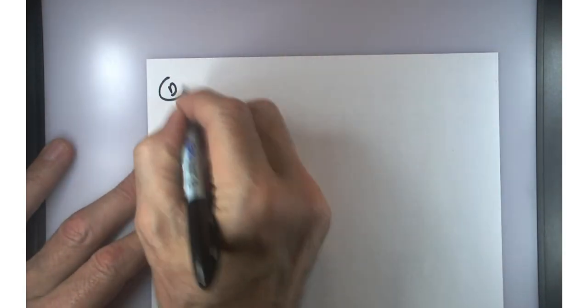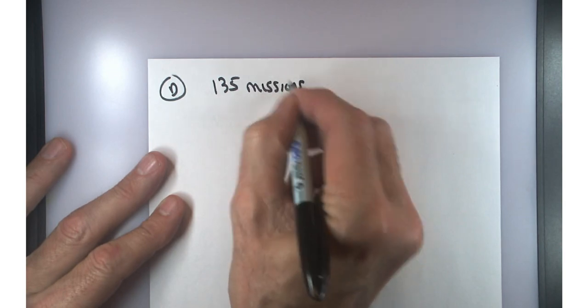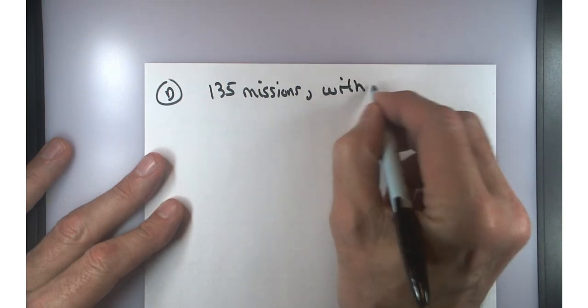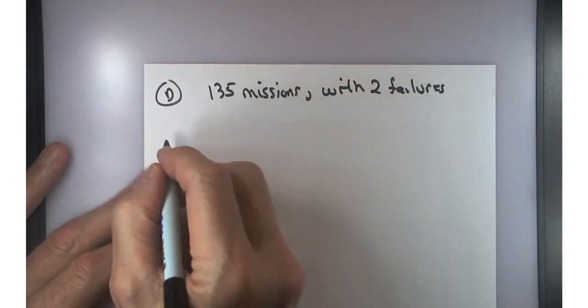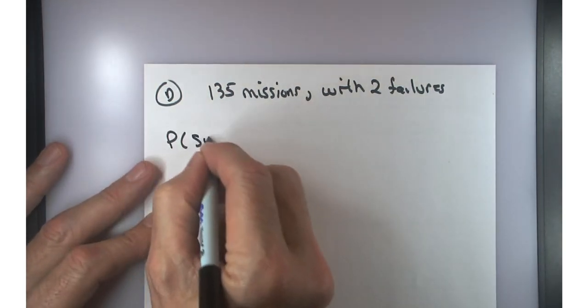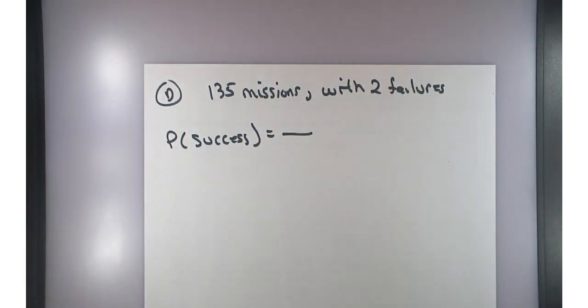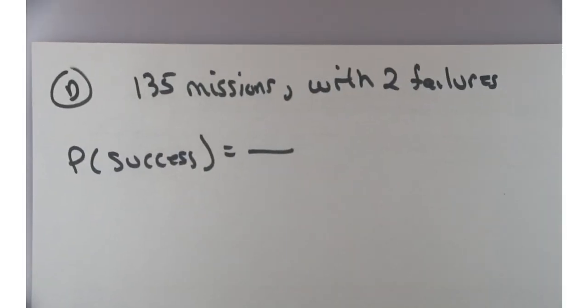There's one last little problem that's part of this. The Space Shuttle program had 135 missions. So this is part D. 135 missions, and there were 2 failures. So let's take a look at the overall probability of success based on the data after years and years of the shuttle program. What's that probability of success?